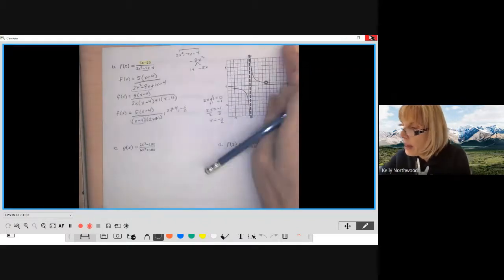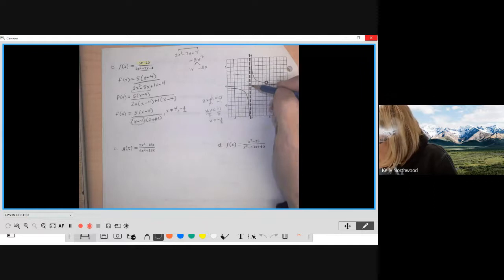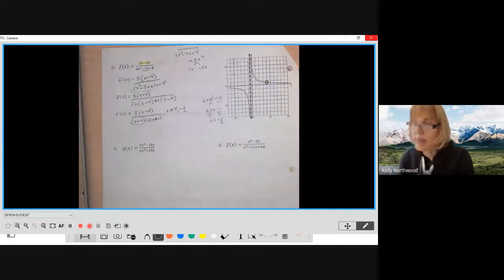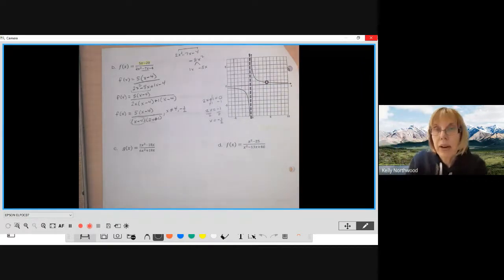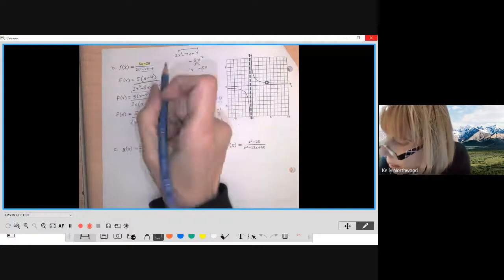And if I look over at my graph, what happens at positive 4? 1, 2, 3, 4, there's a hole. And at negative 1/2, there's an asymptote. So the graph also leads me to believe those should be the restricted values. This sign looks weird. I'm just going to rewrite it here.